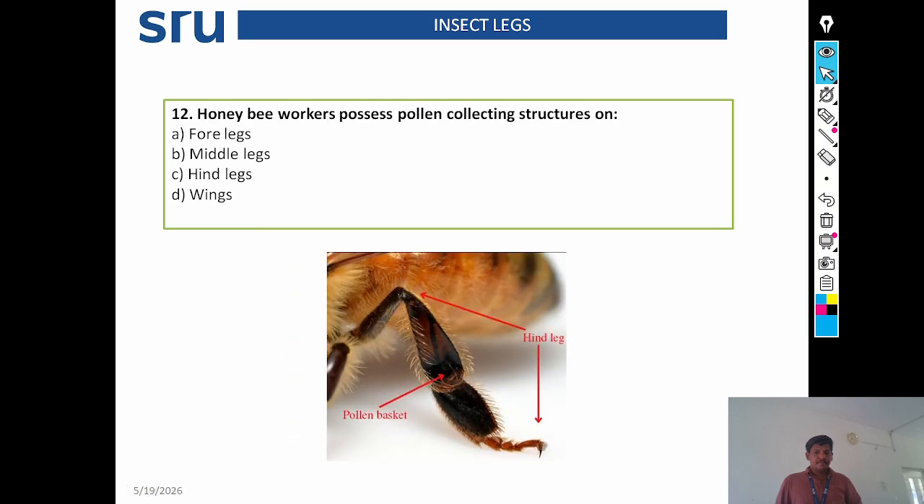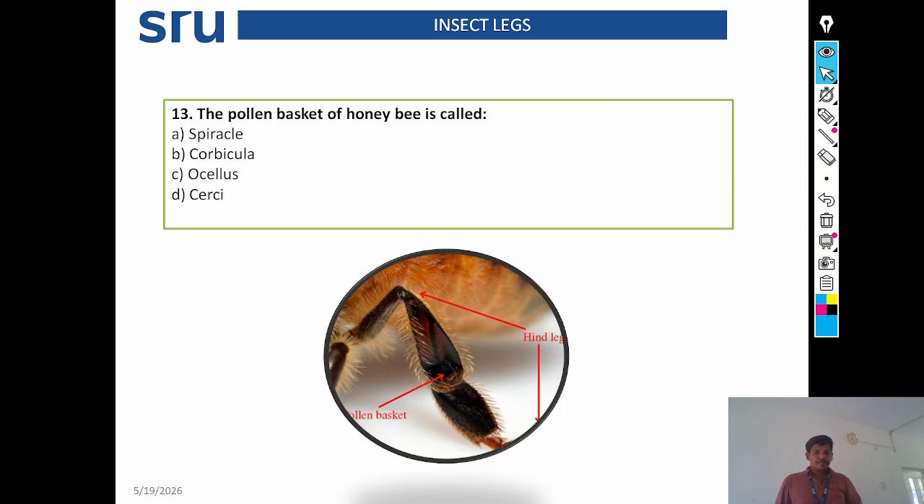Honeybee, a worker bee. A honeybee worker possesses a pollen collecting structure on forelegs, mid-legs, hind legs, or wings. Your correct answer is hind legs. So the pollen basket is there on the hind leg. The pollen basket of honeybee is called the corbicula.